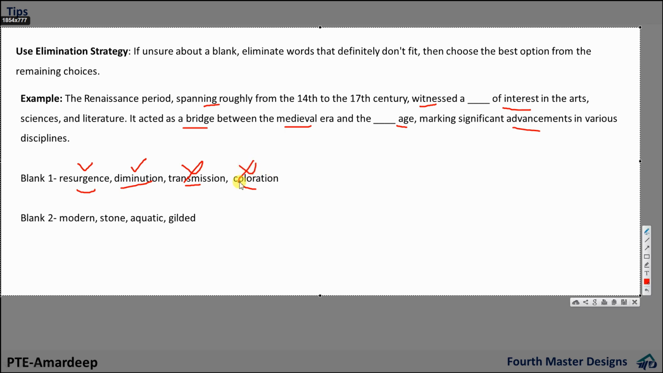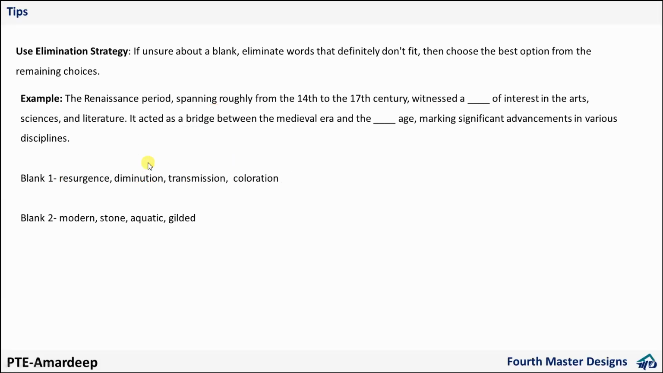So I can eliminate number 3 and number 4. Now what are the words left? Resurgence and diminution. If I have to select one out of two, I will go for resurgence. Why? Because at least I know they are discussing something positive, and resurgence is a positive word. So even if I am not sure, the probability of selecting one out of these two is much more than selecting one out of these four. So I will go with the first one, resurgence.